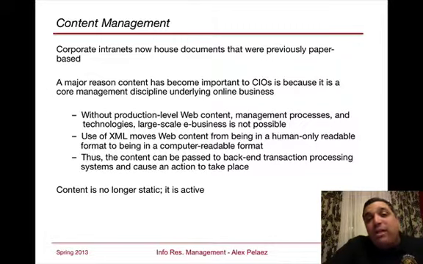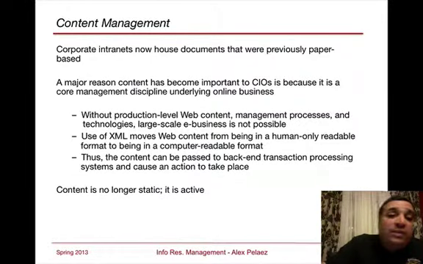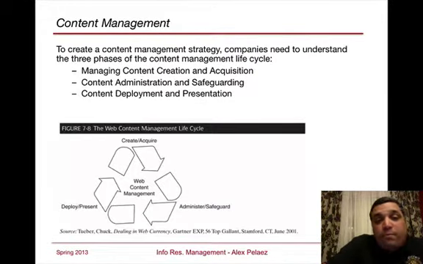And XML, as we mentioned before, as a transport mechanism for web services, is a way to get the data and then merge it together quite easily. Content is no longer static, it is active. And therefore, I can create a document on the fly using any 3 or 4 pieces I want, and say this is my new document. So to create a content management strategy, companies have to understand the 3 phases.